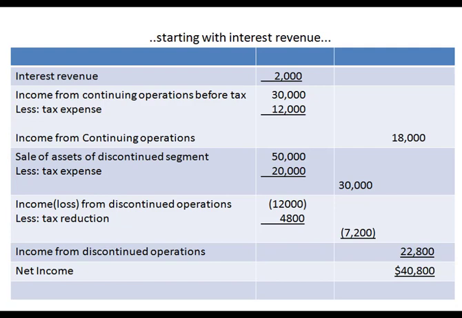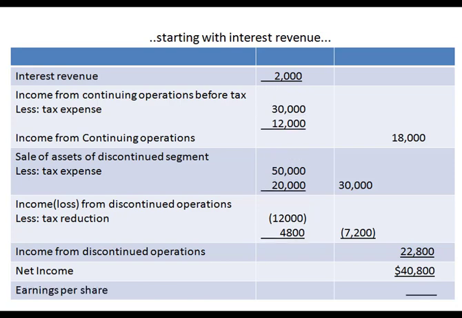Looking at how that would appear on the income statement, our first major classification is income from continuing operations. You can see that's on an after-tax basis at $18,000. Our second classification is income from discontinued operations. Notice it's the sum of our two elements. The gain on sale on an after-tax base of 30, the loss from operations on an after-tax base of 7,200, the net of those two, an overall increase in income of 22,800, combined with our income from continuing 18,000 to give us our net income of 40,800.